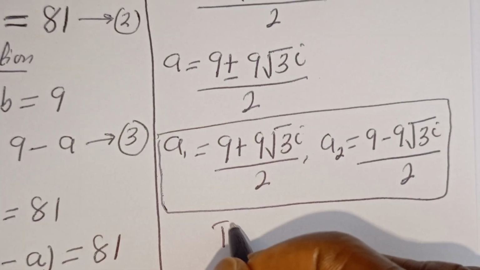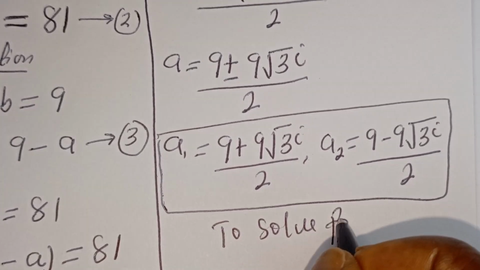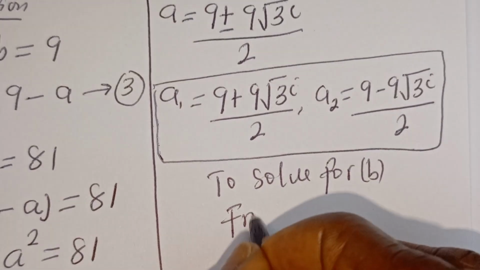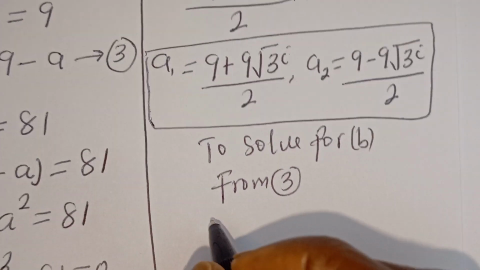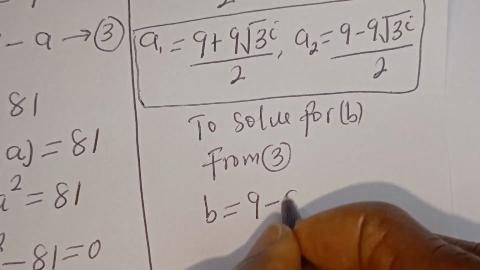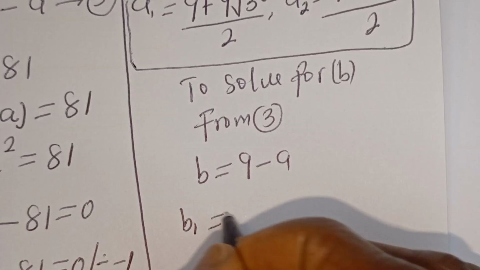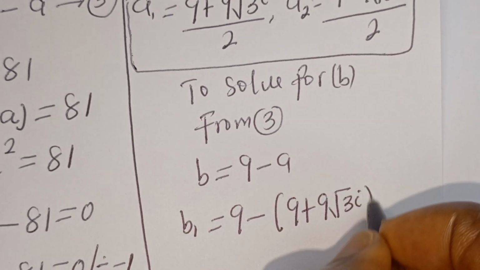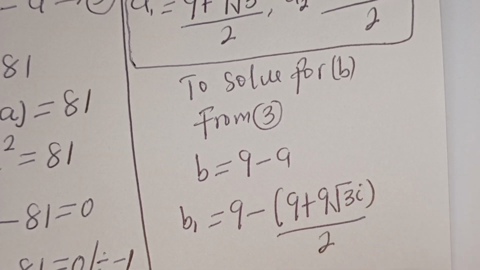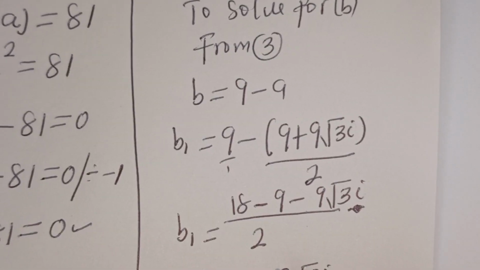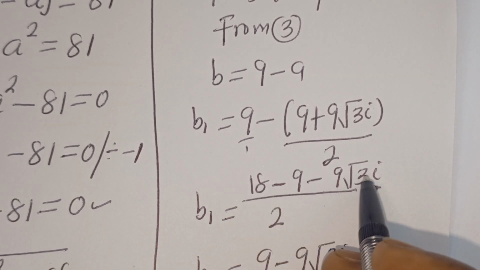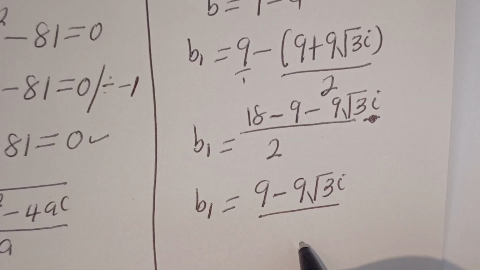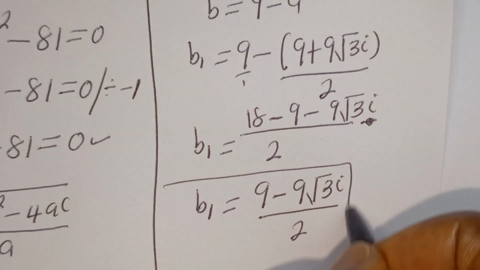Now to solve for b, from equation 3, that is b is equal to 9 minus a. Now B1 will be equal to 9 minus A1, which is 9 plus 9 root 3i divided by 2. Then this is over 1, so 18 minus 9 minus 9 root 3i over 2. Then B1 is now 18 minus 9, that is 9 minus 9 root 3i over 2. This is the value of B1.